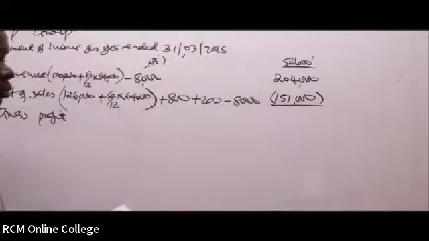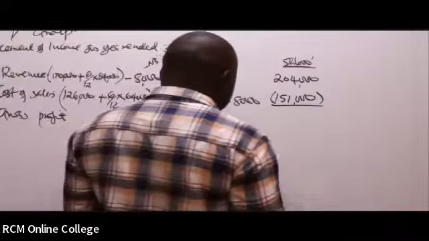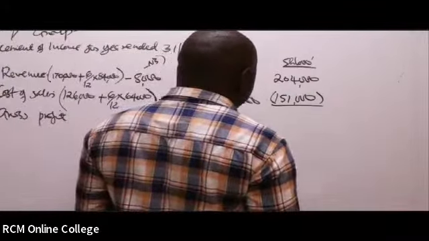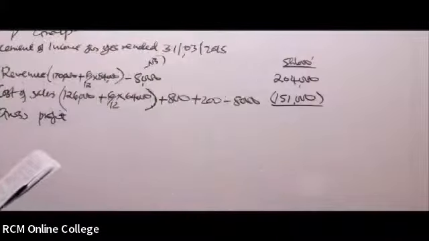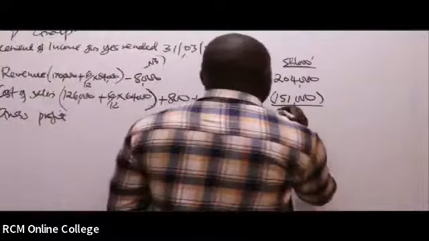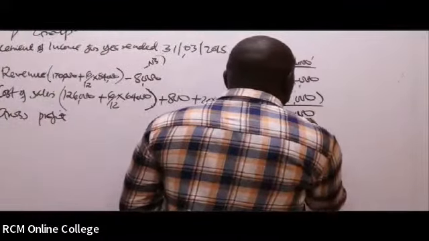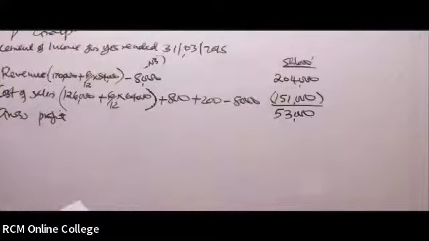So that means the gross profit is how much? It is 204 million minus 151, which is 53 million. Then in this case, we can go to the income statement.